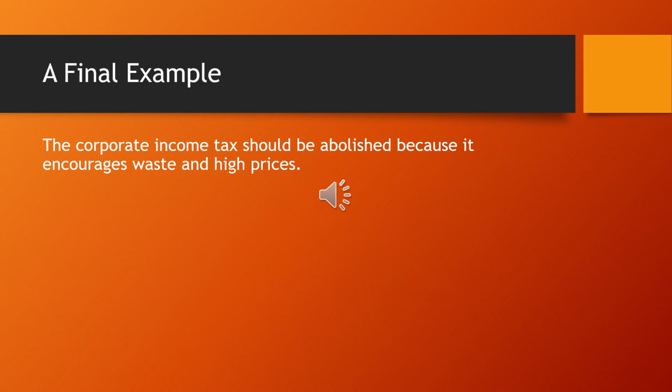All right, one final example. The corporate income tax should be abolished because it encourages waste and high prices. What are we missing here? A premise or the conclusion?